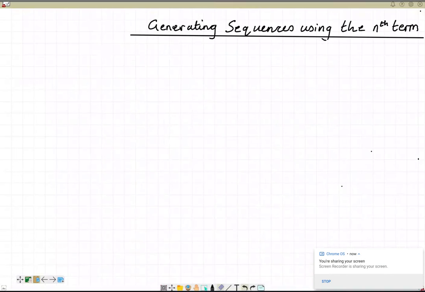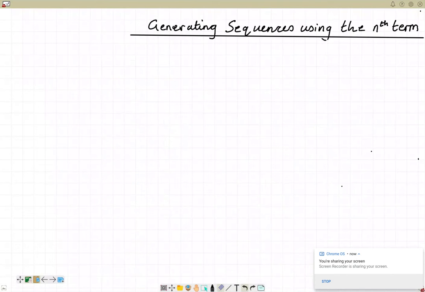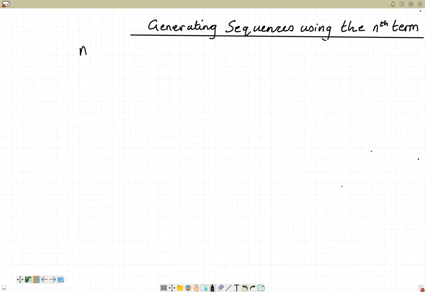Hi guys, so today's presentation will be on how to generate sequences using the nth term. Now, the nth term, we can generate a sequence using this. We can also find out any term number in the sequence using the nth term. So for example, I can find out the 50th term, the 100th term, okay? And n just means term number.